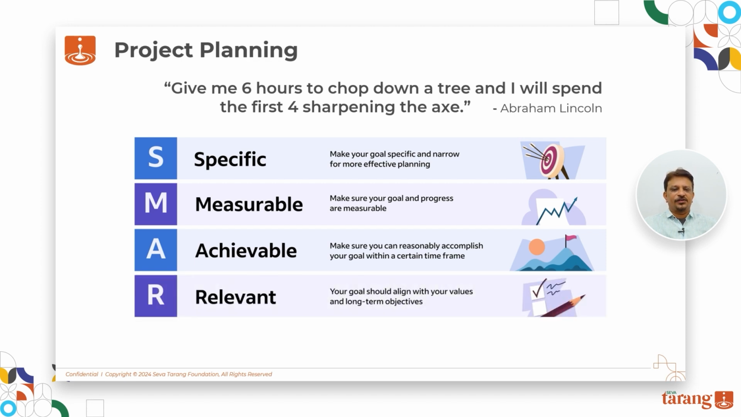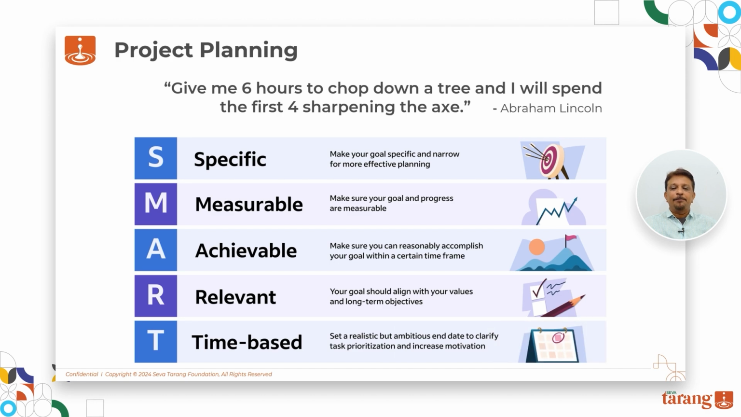Relevant or realistic: you should be willing and able to work toward a particular goal. The goal should be something that you can relate to and not something that seems completely irrelevant or unrealistic. This will help your commitment towards its achievement and your collaboration with your team. Timely or time-based: create a time frame to achieve the goal. A goal without a deadline is just a dream. Period.